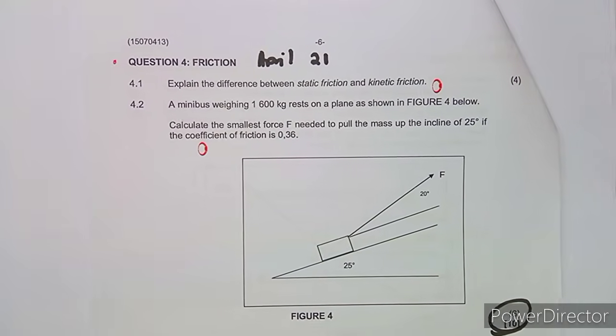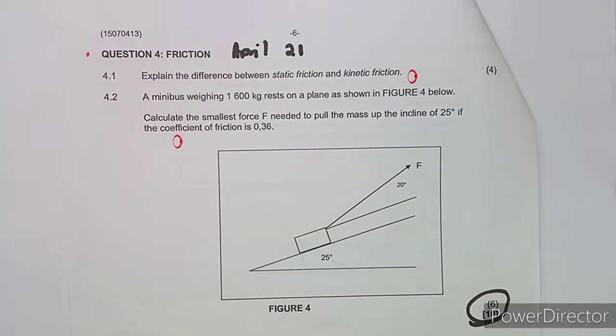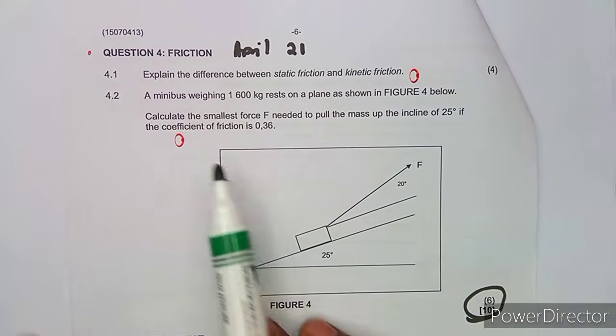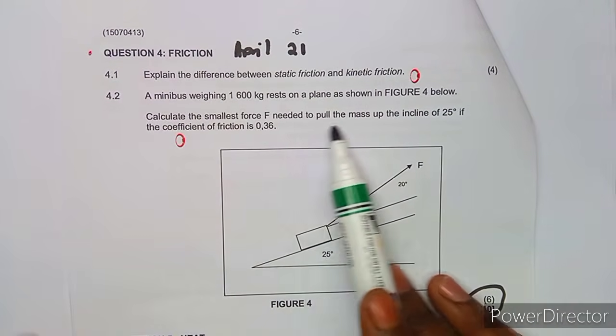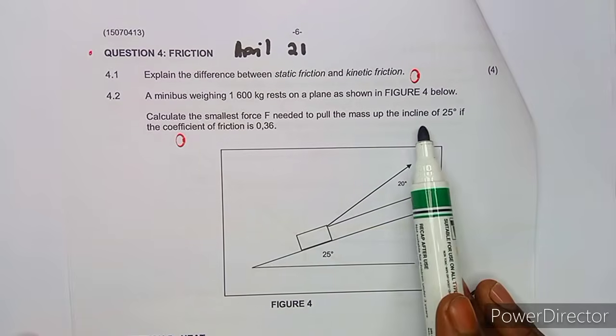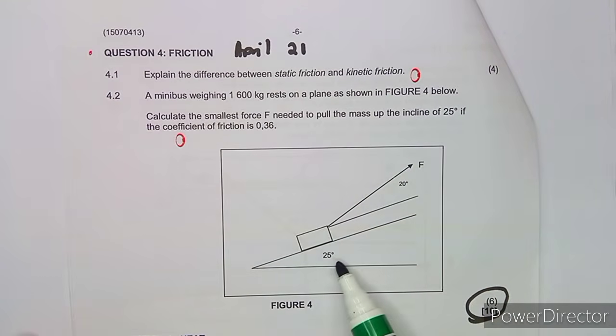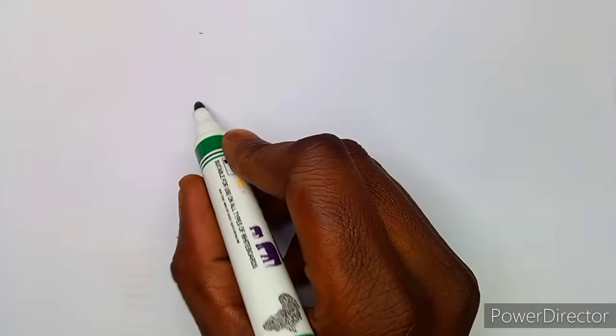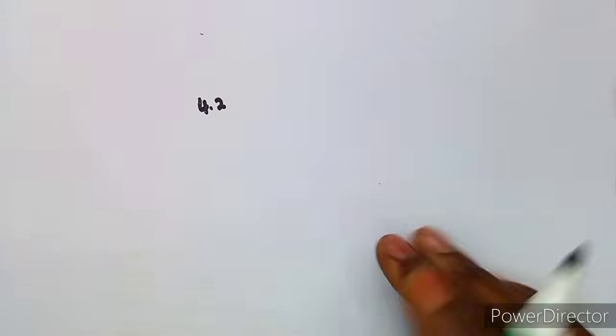Then we are given on 4.2: a minibus weighing 1,600 kg rests on a plane as shown in Fig 4 below. Calculate the smallest force needed to pull the mass up the incline of 25 degrees if the coefficient of friction is 0.36. This is what we are given here, guys, on 4.2.